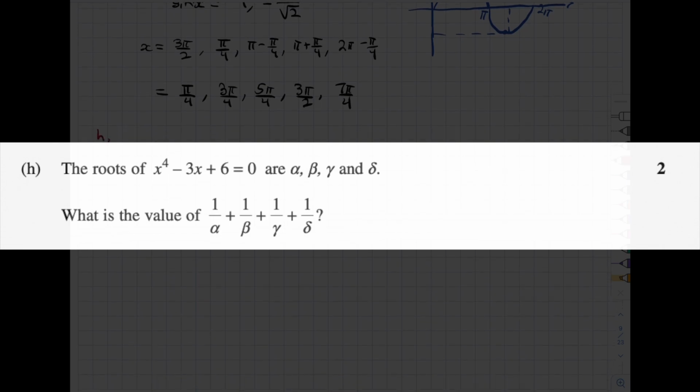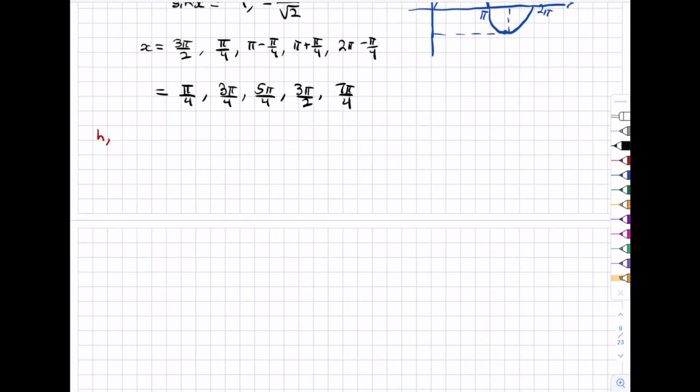The roots of x to the 4 minus 3x plus 6 equal to 0 are alpha, beta, gamma, and delta. What is the value of 1 on alpha plus 1 on beta plus 1 on gamma plus 1 on delta? Okay, let's write down the polynomial: x to the 4 minus 3x plus 6 equal to 0. And we're looking for the sum of the reciprocals of all of these.